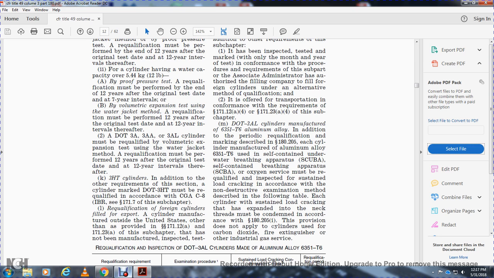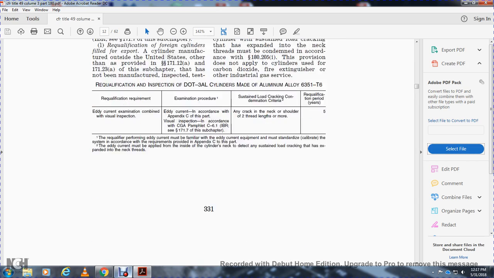Oxygen cylinders must be qualified and inspected for sustained load cracking in accordance with the nondestructive examination method described in the following table. Each cylinder with sustained load cracking in the neck with the threads must be condemned in accordance with 180.205. This provision does not apply to cylinders used for carbon dioxide fire extinguishers or other industrial gas services.